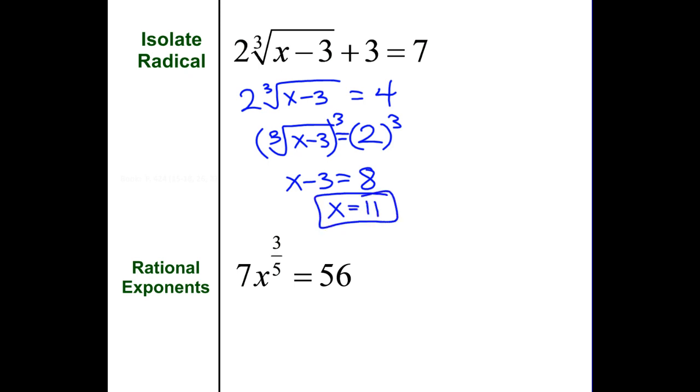Now I should check my answer to make sure this works. So I'm going to plug it in. X minus 3 is 8. The cube root of 8 is 2. 2 times 2 is 4. 4 plus 3 is 7. So it does work.